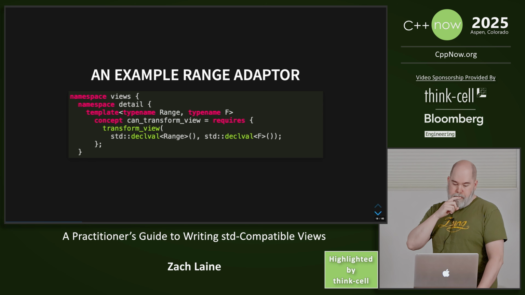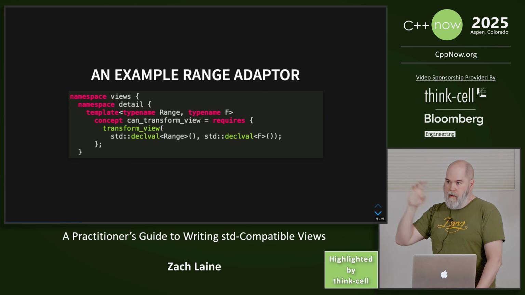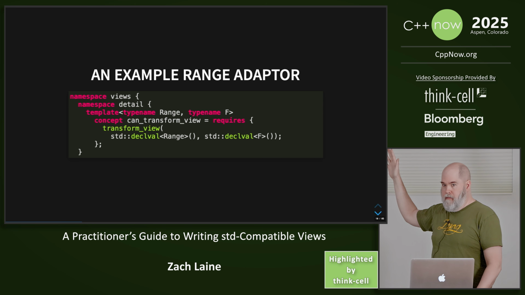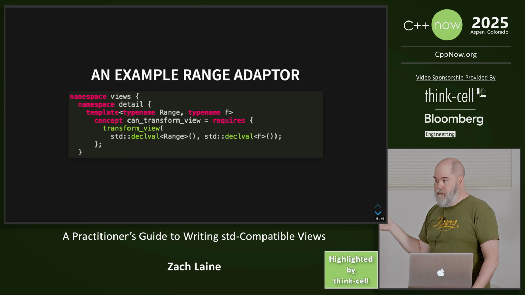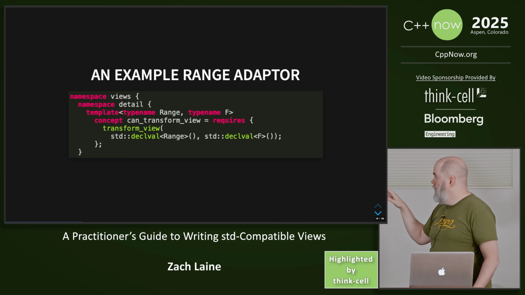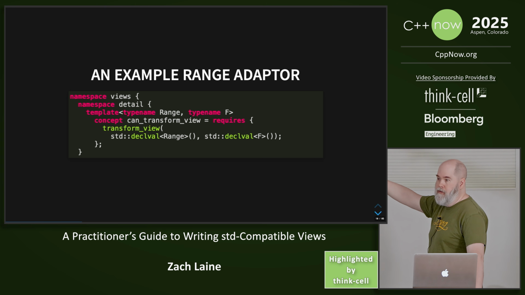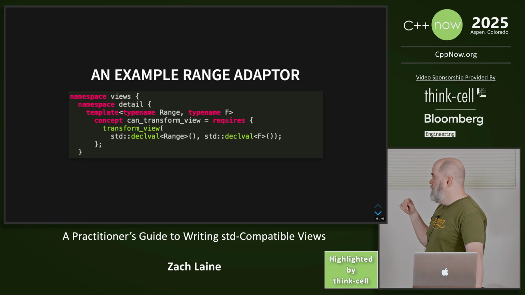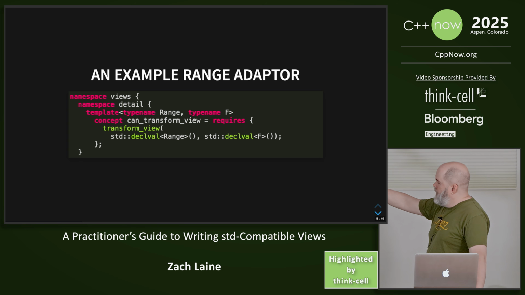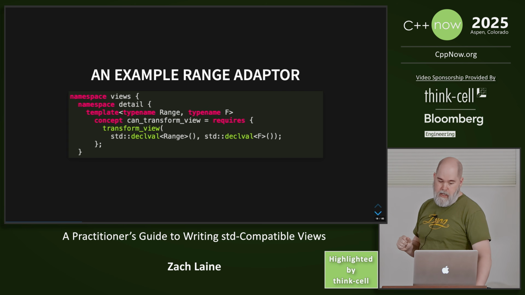That's right. Okay, so like I said, there's another piece which is not the view itself, but the range adapter for that view. Now, before I cut and pasted stuff out of the standard, and it was transform view, and to make it simpler, I got rid of F. But in the standard, they don't actually have any code for range adapters. They just say, it's a range adapter. So this is code out of GCC's implementation. This is not the range adapter itself. This is a concept that's going to be used by the range adapter.